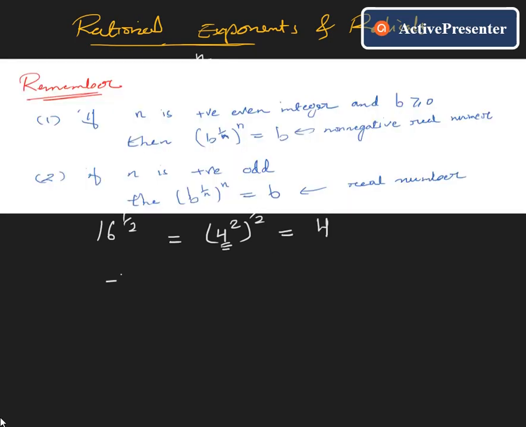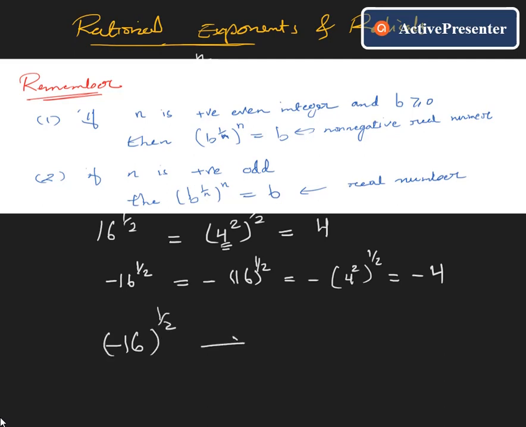What about minus 16 to the power half? This is equal to minus 16 to the power half, like this, so it should be minus 4 squared to the power half, so this is equal to minus 4. What about minus 16 here, all to the power half? This is not a real number.